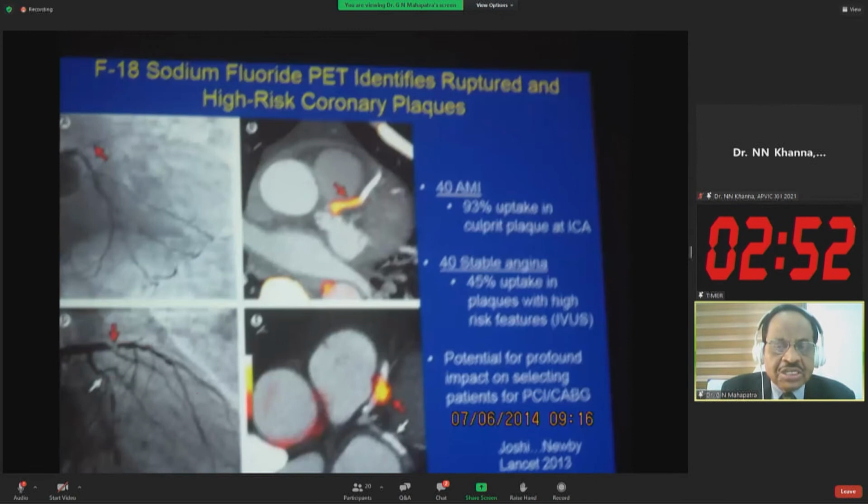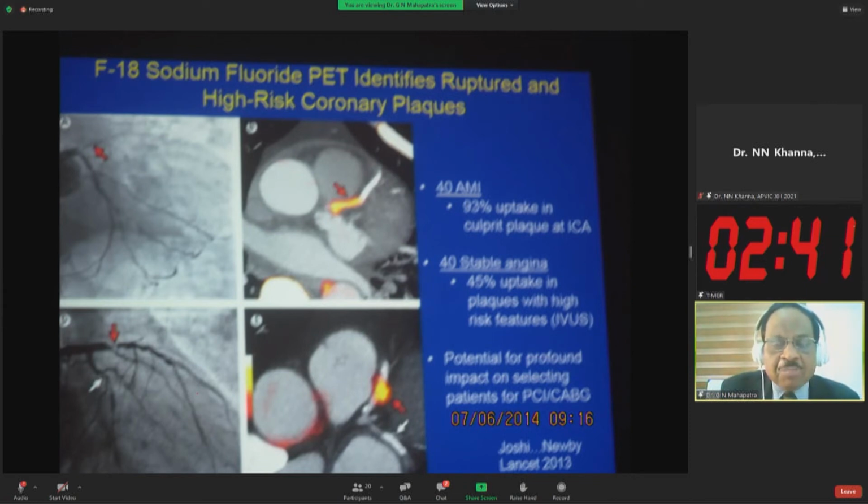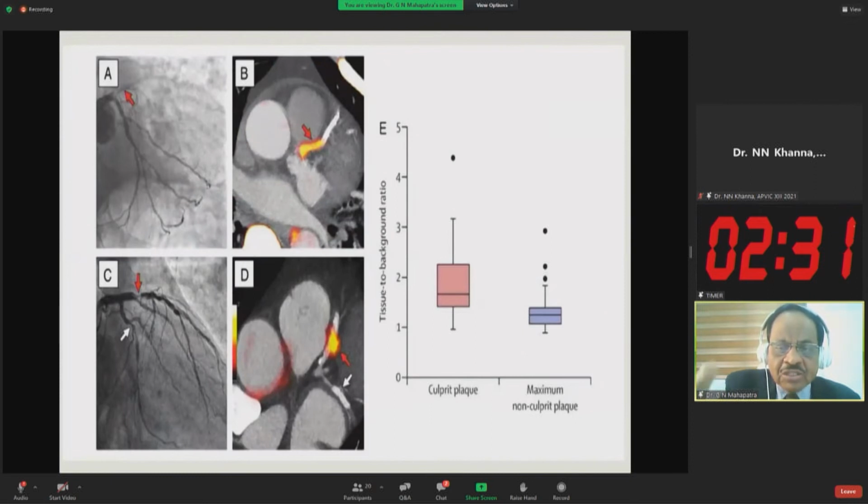So here you can see there is a subtotal or complete total lesion of the LAD artery on the left-hand side of the angiogram, and here you can see the intense uptake of sodium fluoride in the proximal region of the LAD, which you can see over here. This is the same thing, where the graphical representation shows that the culprit plaque has a very good tissue background ratio of accumulating sodium fluoride as compared to non-culprit.